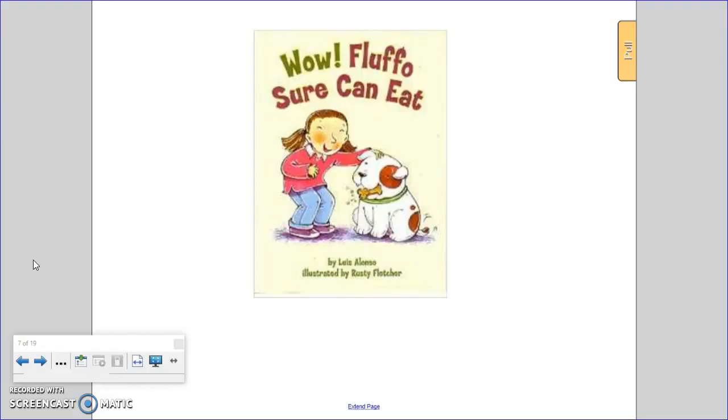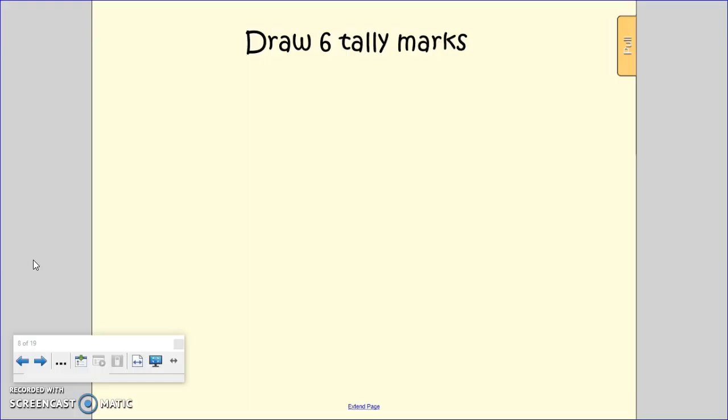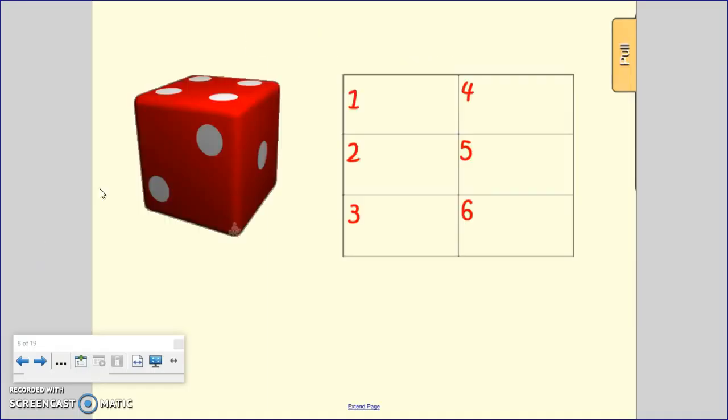Okay, and to start out with our introduction, we'll read the book Wow, Fluffo Sure Can Eat. This talks about tally marks, and then after we read, I'll ask students again how we write tally marks, and then tell them what our objectives are. I'll have a student come up, and on this screen they will write 6 tally marks. The goal of this is to see if they remember that for the 5th one you cross the other 4 and then you write the 6th one next to it.